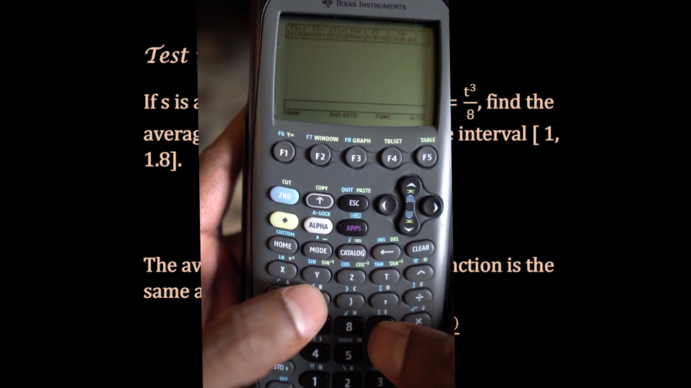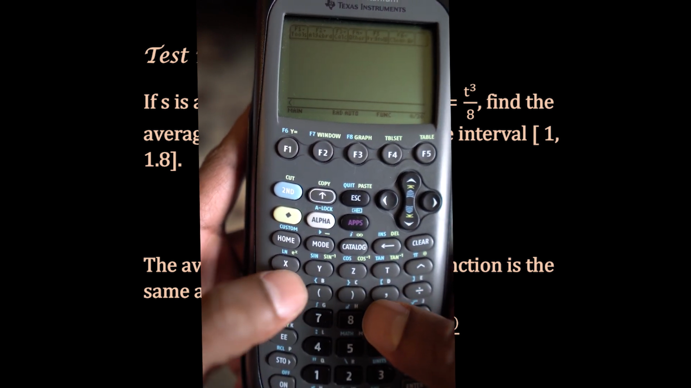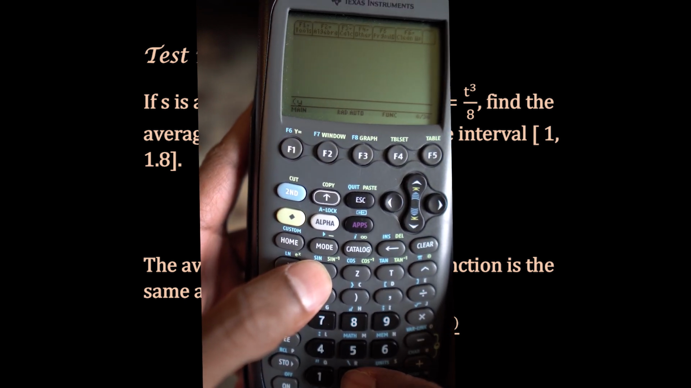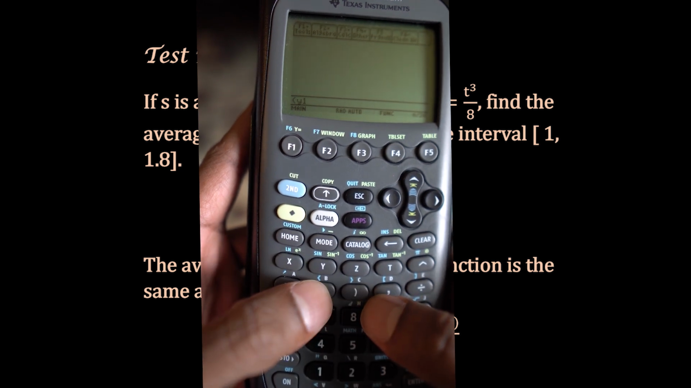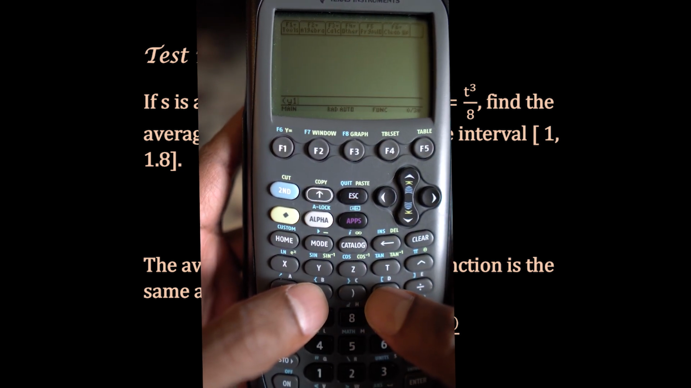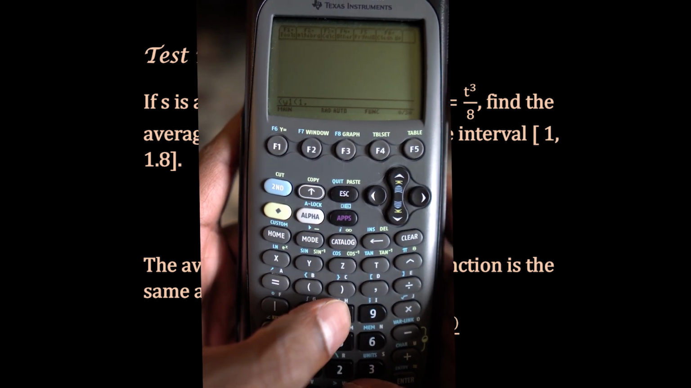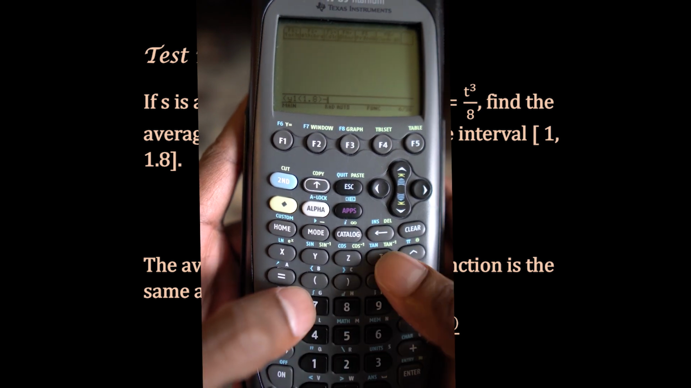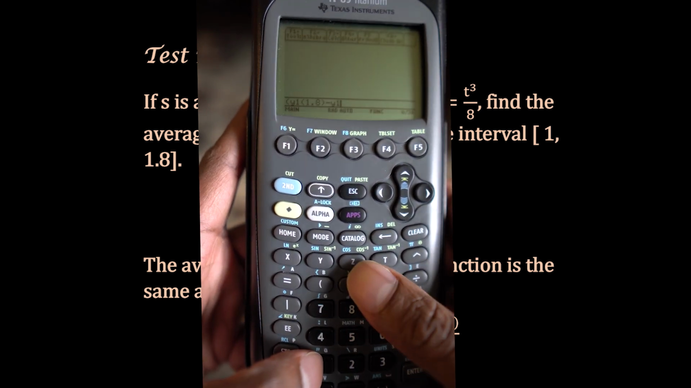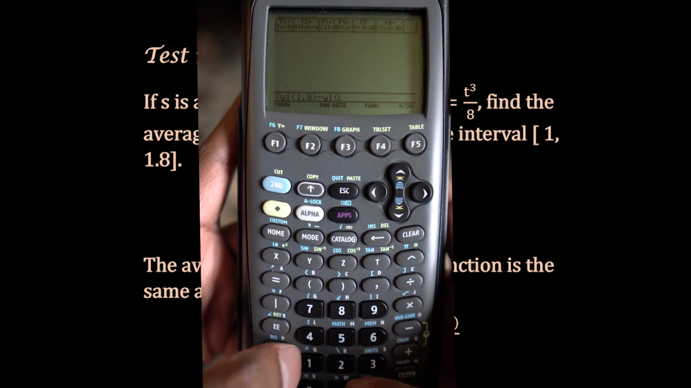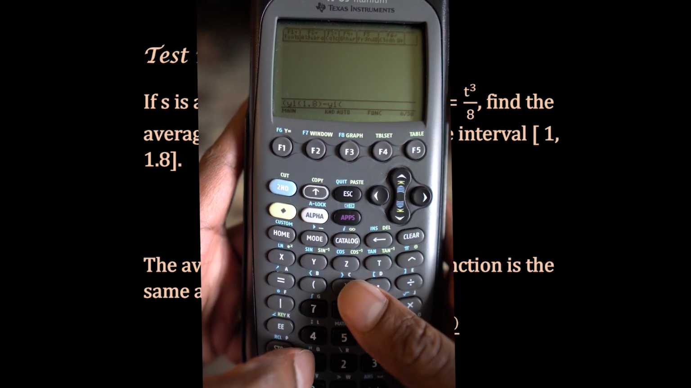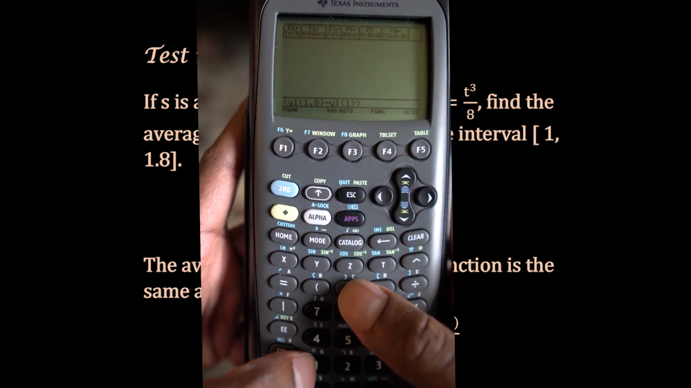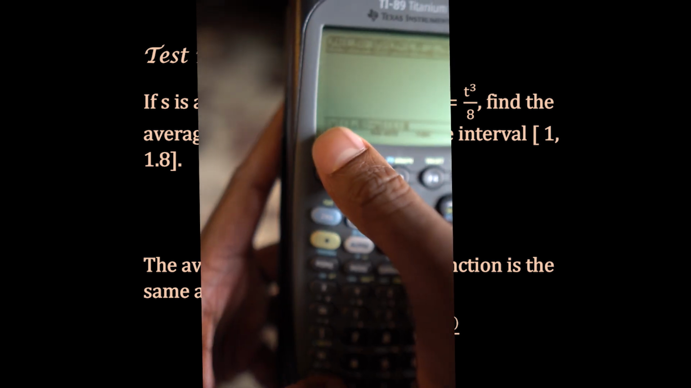So what we're going to do is start with parentheses. And we're going to reference our equation y1 by typing in y1 and the value that we're going to put into y1, which is 1.8, minus y1. Again, we're referencing our previous equation, and then close parentheses.